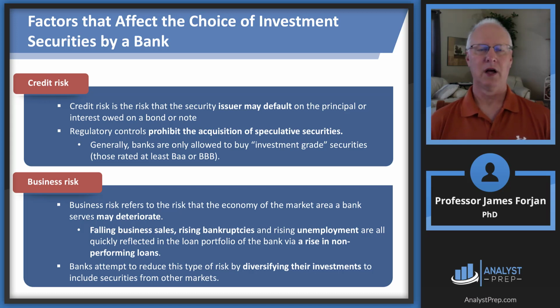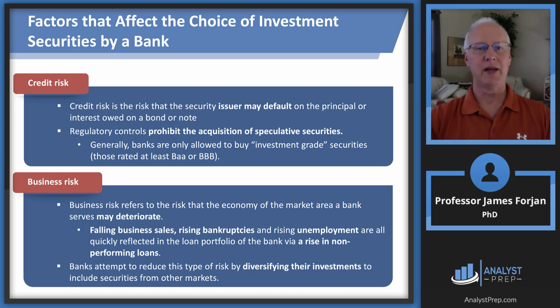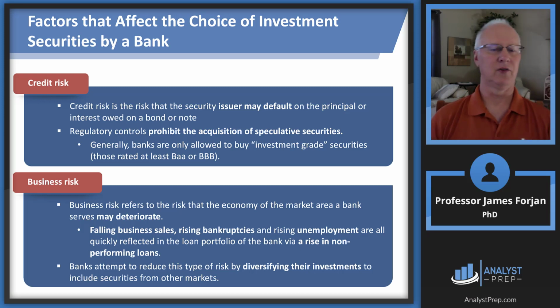Business risk. This is how I like to think of business risk. I tell my students this all the time. What do economies do? Economies go like this and economies go like that. When the economy is expanding, there are more positive net present value projects out there. When the economy is contracting, there are fewer. And so an economic contraction is kind of summarized in this concept of business risk. So what does that circle point read? Falling business sales, rising bankruptcies, rising unemployment, and you could throw a bunch of other things in there as well.